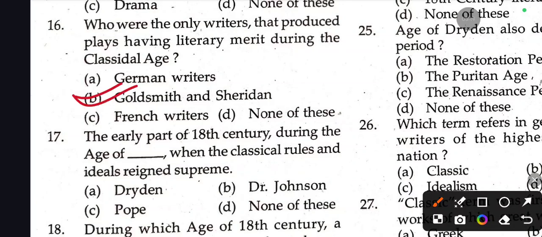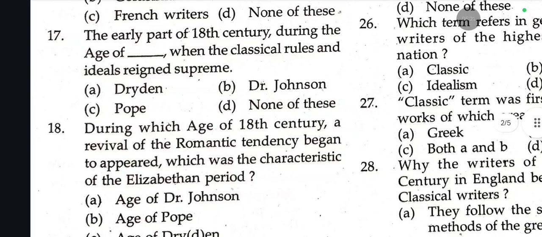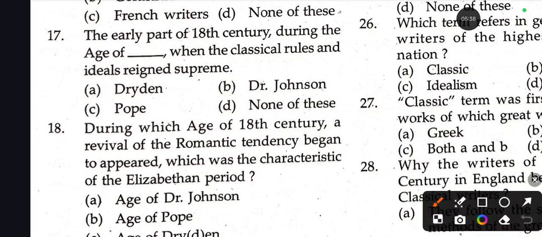Question number 17. The early part of the 18th century, during the age of Pope, the classical rules and ideas reigned supreme. Having heard the question, the answer will be: during the age of Alexander Pope.